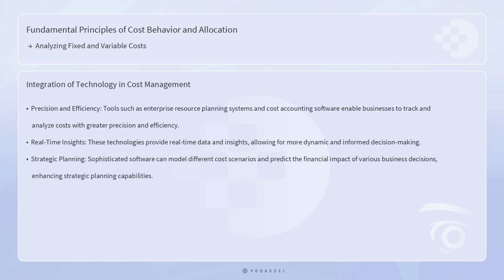The integration of technology in cost management has further advanced the analysis of fixed and variable costs. Tools such as enterprise resource planning systems and cost accounting software enable businesses to track and analyze costs with greater precision and efficiency. These technologies provide real-time data and insights, allowing for more dynamic and informed decision-making. For instance, sophisticated software can model different cost scenarios and predict the financial impact of various business decisions, enhancing strategic planning capabilities.